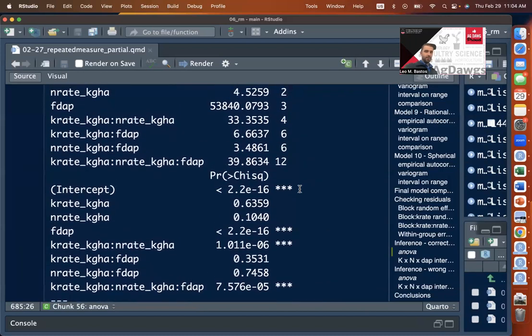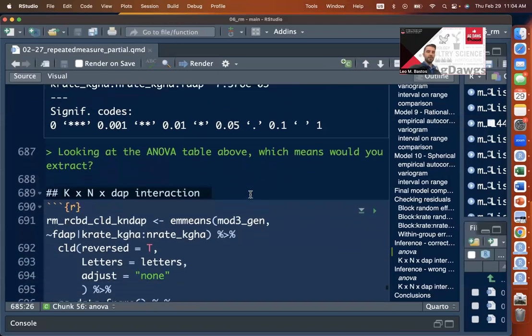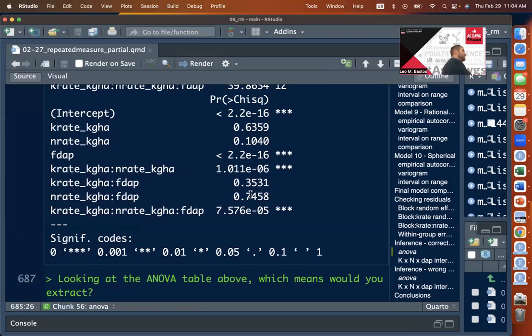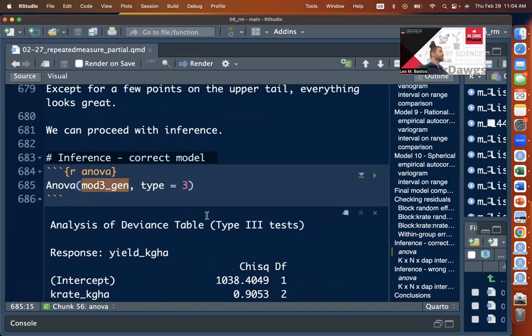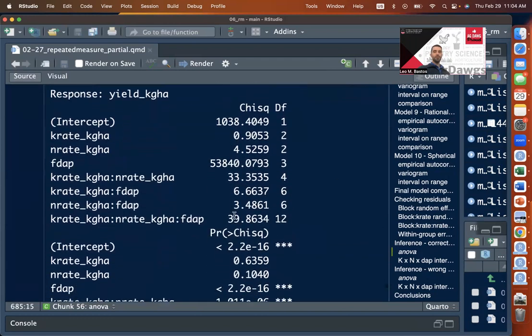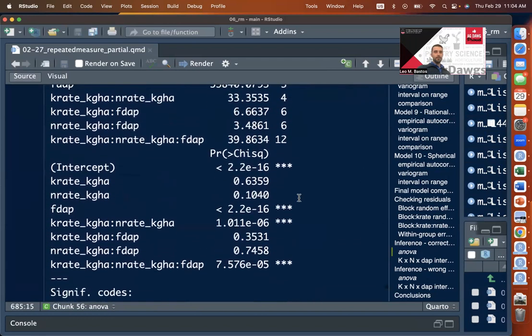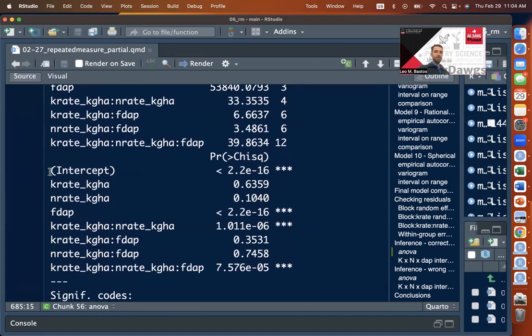So I don't remember now what was the ANOVA for the default model. Let's see if I do that. Well, I guess for now, let's not think about that. I think that comes later in this script. But just looking at this ANOVA table, which again is based on the mod3 gen model that had the general correlation structure, I'll focus here since we have the p-values in the terms. How would you decide which line on this ANOVA table to use to extract means into pairwise comparisons based on the p-values you were seeing?